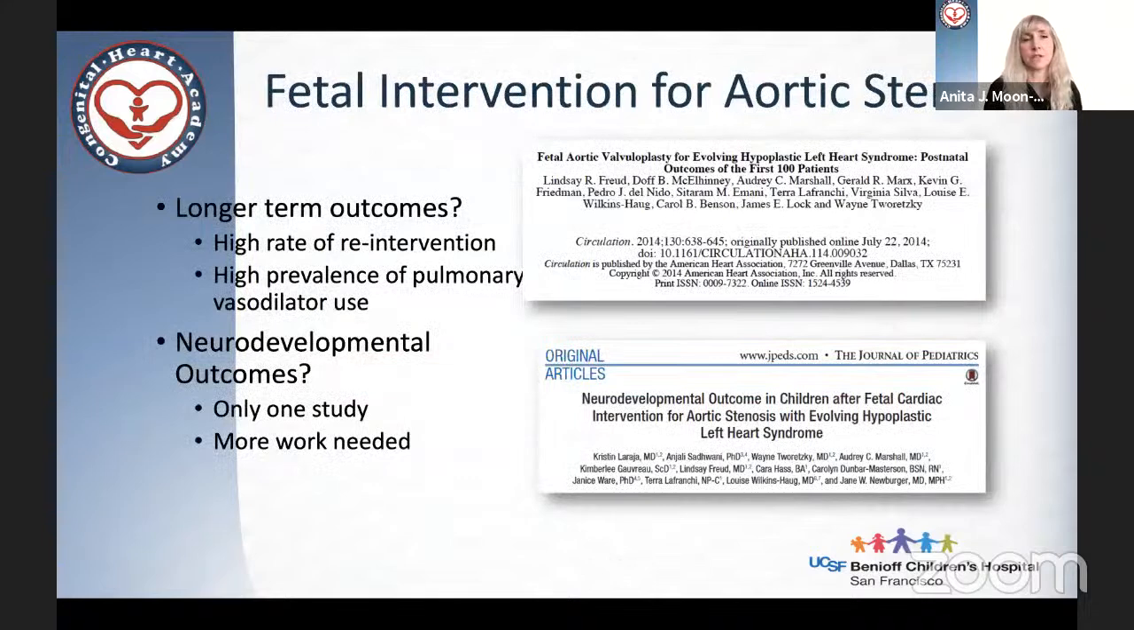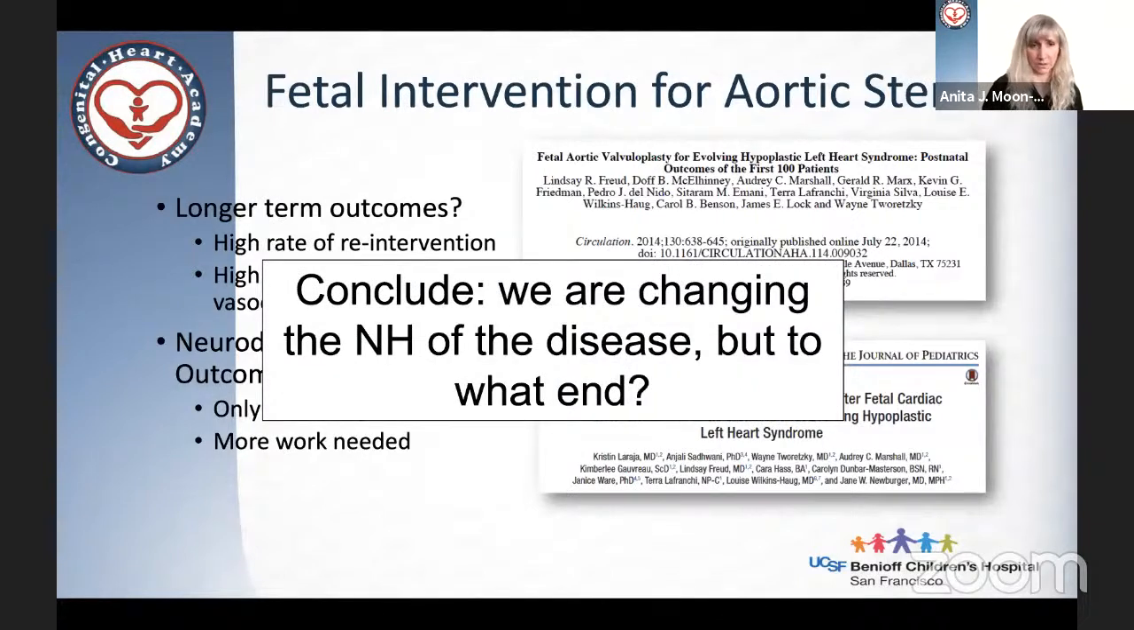And so it's not about just the procedure, it's also about the candidates that we choose and about the postnatal care. We don't know a lot about longer term outcomes. There has been a high rate of reintervention in the neonatal and infancy period for these patients, and a high prevalence of pulmonary vasodilator use in that Boston group. So certainly not a cure for hypoplastic left heart syndrome, but leaving the patient with aortic stenosis and sequelae of that in the long term. And neurodevelopmental outcomes have not really been studied in more than one cohort.